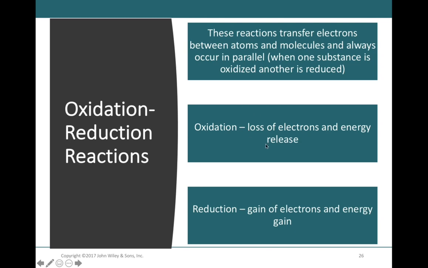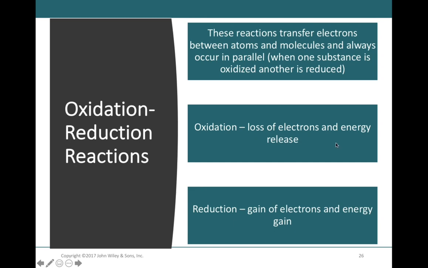So let's define these, oxidation and reduction. Oxidation refers to the loss of an electron. So anytime our molecule loses an electron, it is oxidized. So anytime a molecule undergoes oxidation, that just means that it loses one of its electrons.